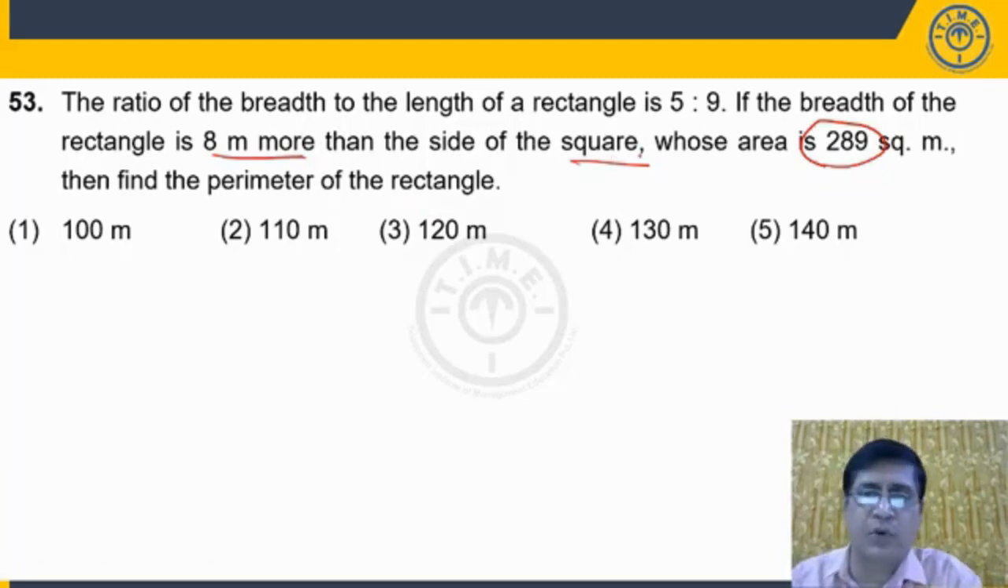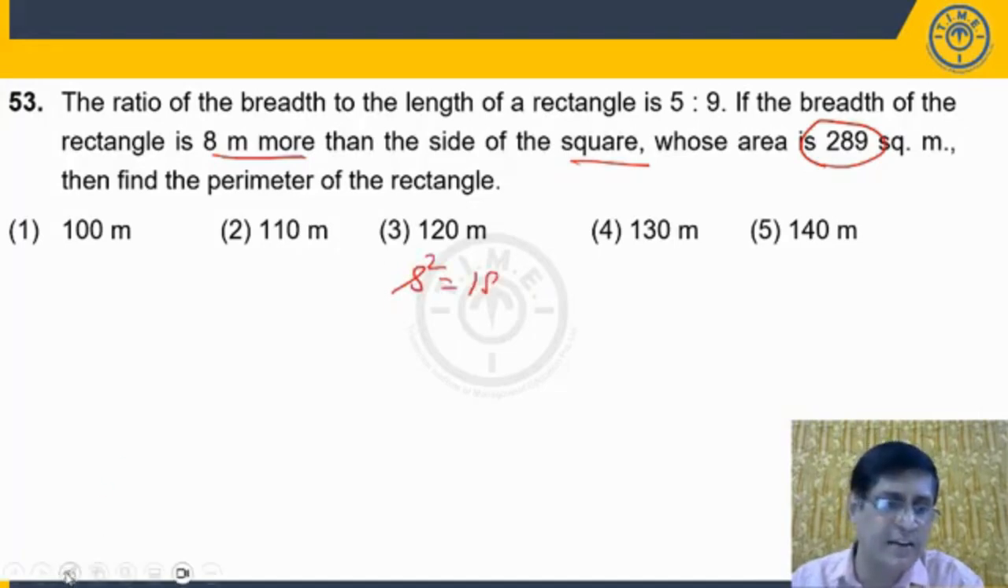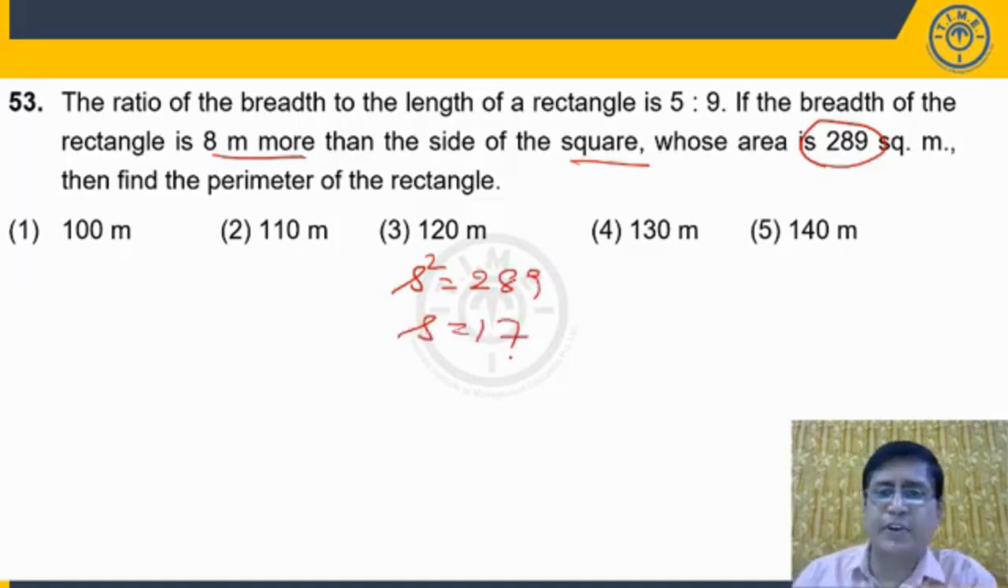Now, the side of a square we can find by using the area. What is the area of a square? It is side squared. Side squared is equal to 289. What is the value of the side? The value of the side is 17.